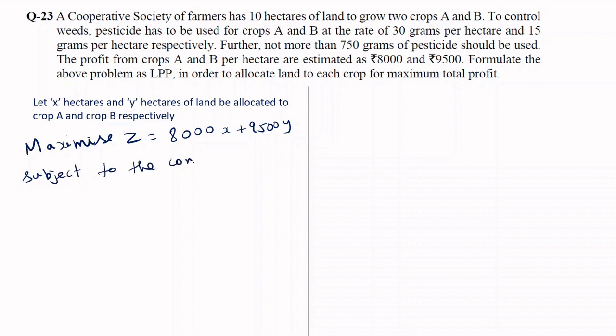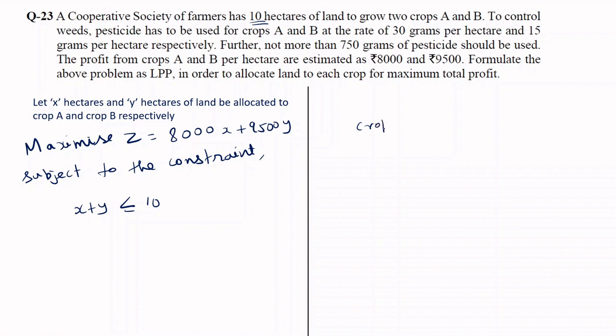The first constraint is with respect to the land available. So a total of 10 hectares of land is only available for the two crops A and B. So x plus y should be less than or equal to 10. x plus y less than or equal to 10. This is the first constraint. Then the second constraint is the constraint with respect to the amount of pesticides that should be used.